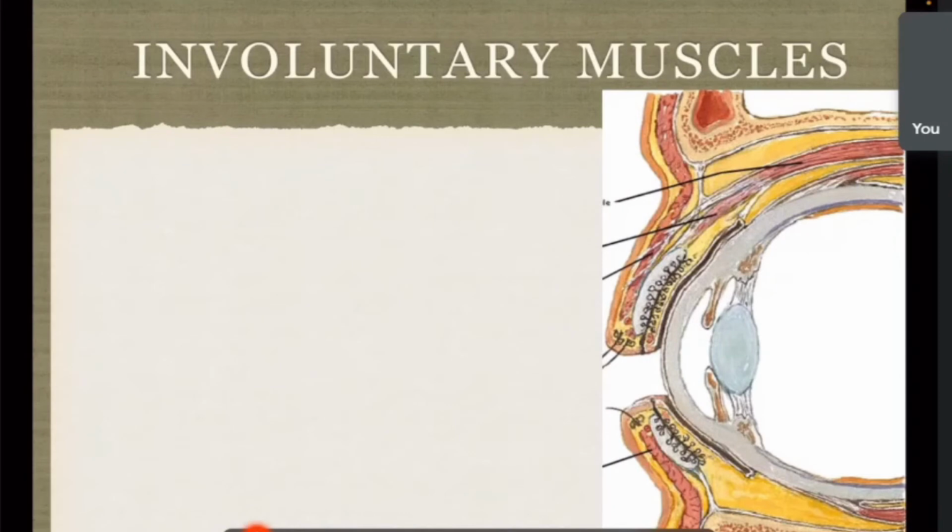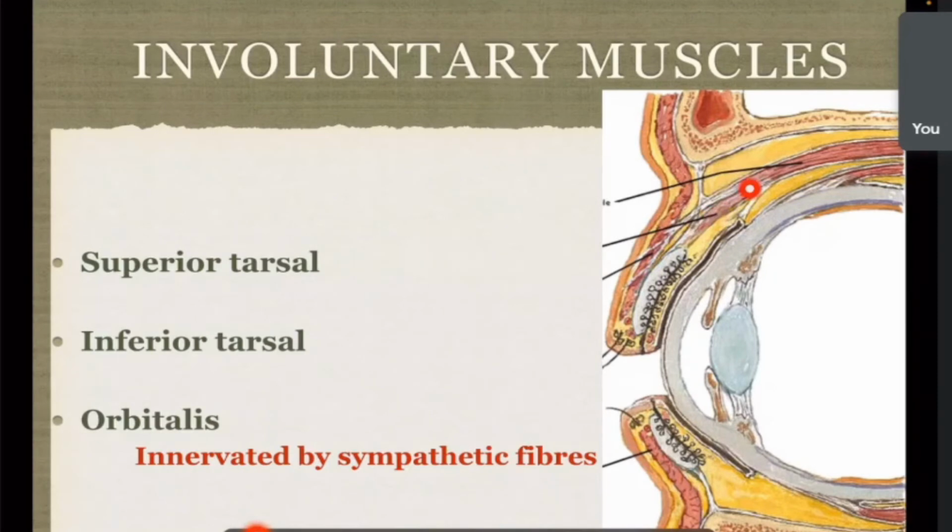The involuntary muscles, do you know how many, which are the involuntary muscles? Superior tarsal, inferior tarsal, and orbitalis muscle. The superior tarsal muscle is the intermediate lamina of the levator palpebrae superioris, that we already saw. The inferior tarsal muscle is seen over here, attached to the inferior tarsal plate. And the orbitalis muscle is seen on the floor of the maxilla, covering the infraorbital groove. All these muscles are supplied by sympathetic fibers.